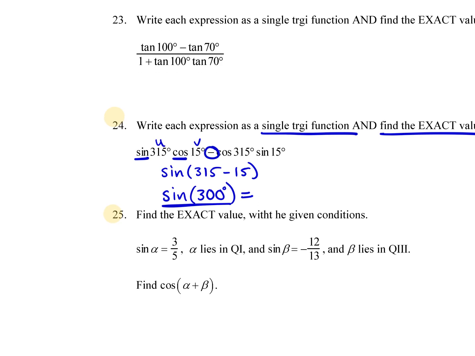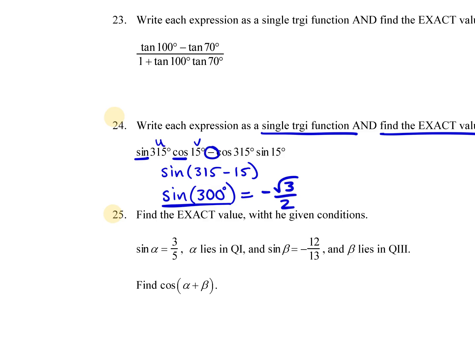Negative square root 3 over 2. So negative square root 3 over 2. Now if this were a number that was bigger than 360, to find it on the unit circle, you could always subtract 360. Or if it was a negative number, you could add 360 to find the coterminal angle. Any questions here?